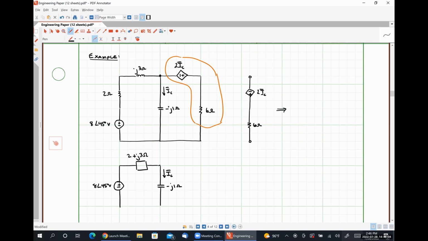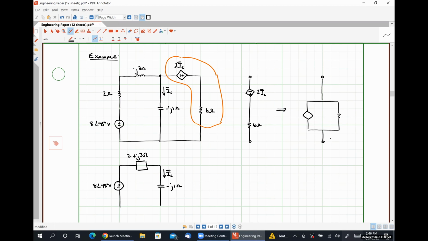This is going to turn into a current source. It should be a dependent current source, excuse me, in parallel with a resistor.